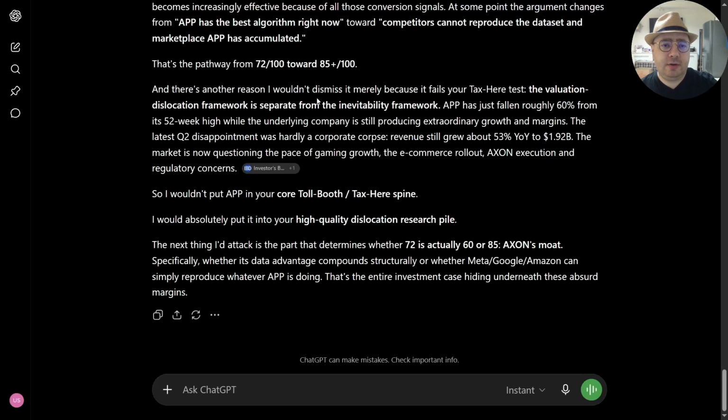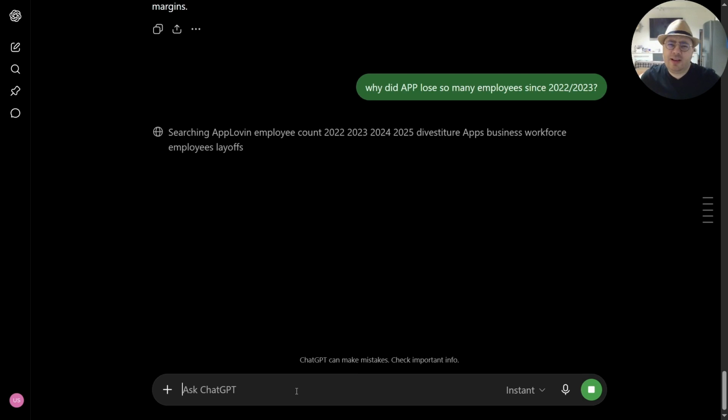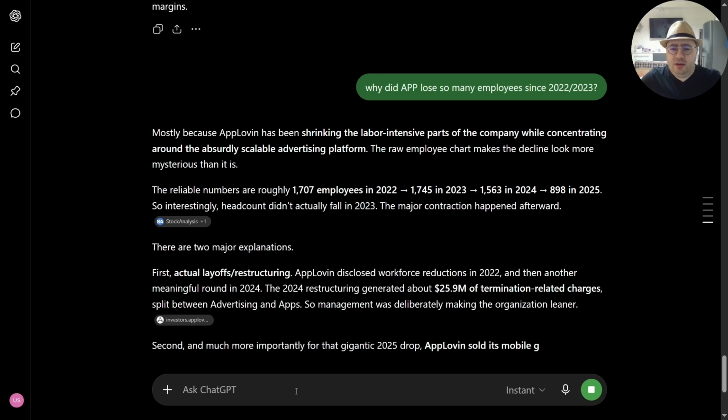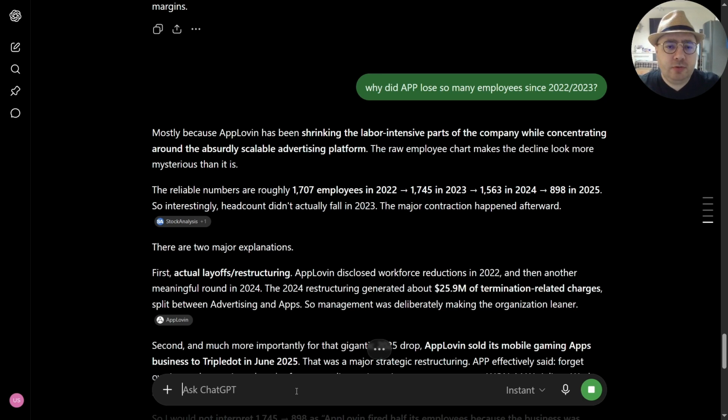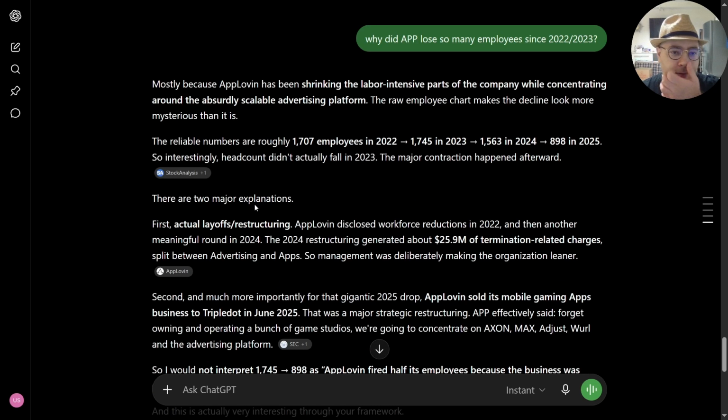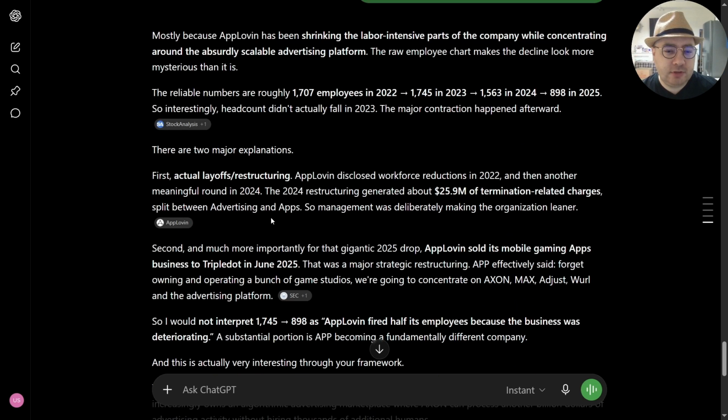Actually, let's check. Why did App lose so many employees? I'm very curious about that drop in employees because a company that is growing shouldn't be losing employees. Mostly has been shrinking while concentrating. 1,700. Okay, 900 in 2025. ChatGPT also uses stock analysis for getting information. This is why I like to use both. I'm just getting the same raw numbers, so I can just ask and get reliable numbers from stock analysis.